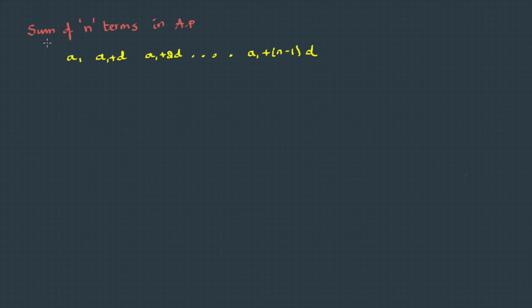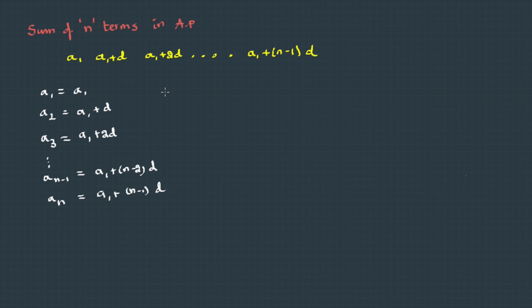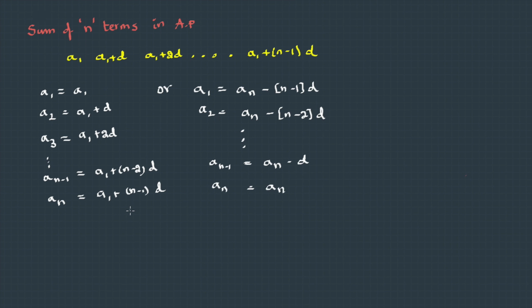Now let's learn how to find the sum of n terms in AP. For this, let me list out all the numbers. The first term is basically a1 here. The second term is a1 plus d, and the list goes on. Similarly, we can write the terms starting from the last term. a1 could be written in terms of the last term as an minus (n minus 1)d. Similarly, the second term, from the nth term, we can just remove (n minus 2)d, and the list goes on. Now, when I add all these terms, this becomes a1 plus a2 plus a3, and so on till n terms, nothing but the sum of n terms.